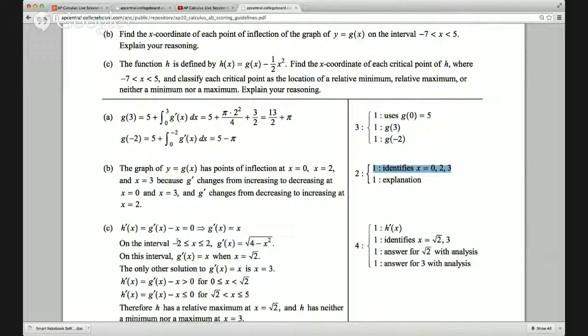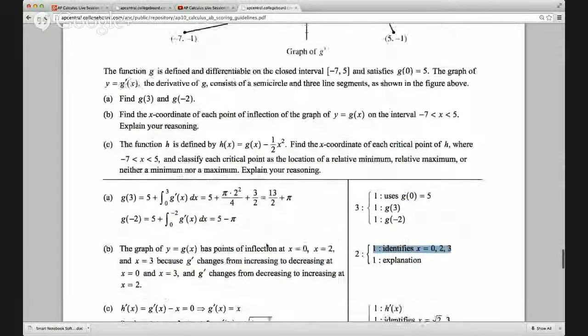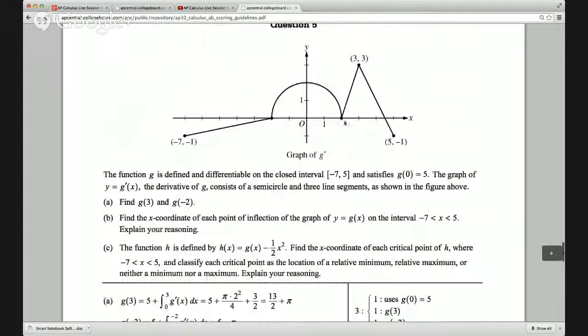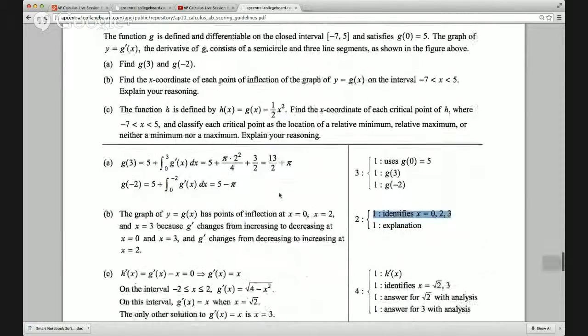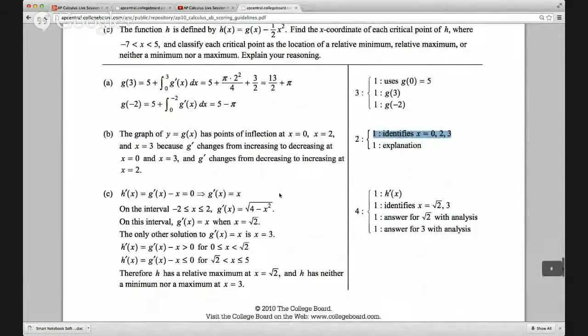They have, okay, on the interval negative 2 to 2, g prime of x is the square root of 4 minus x squared, because that's the circle part. Negative 2 to 2, that's the circle part. So along that, this equals x when x equals square root of 2. You solve that by setting this equal to x, squaring both sides, adding x squared to both sides.